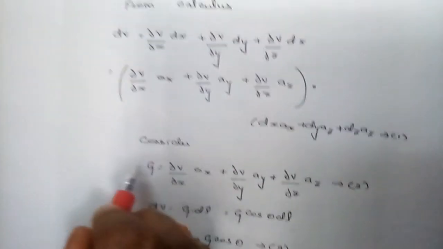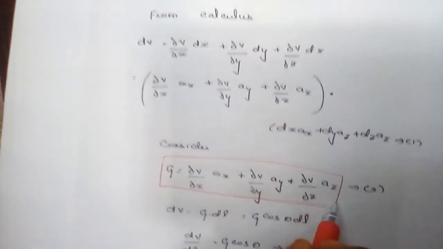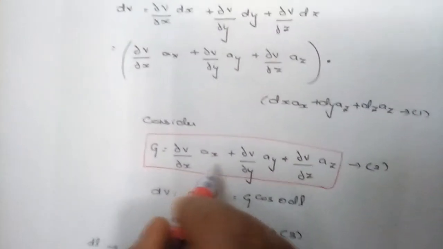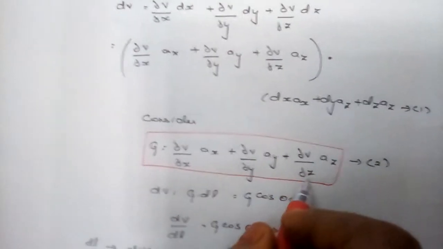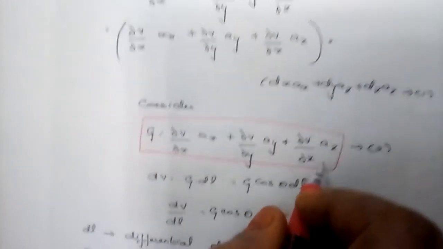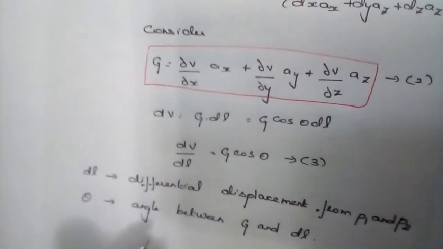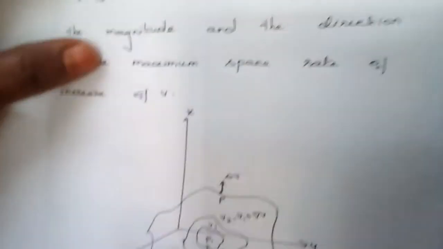In general, the gradient is denoted by the letter G, and G is equal to dou V by dou x into ax plus dou V by dou y into ay plus dou V by dou z into az. The potential difference is given by dV, which is equal to G dot dl, as shown in this figure.